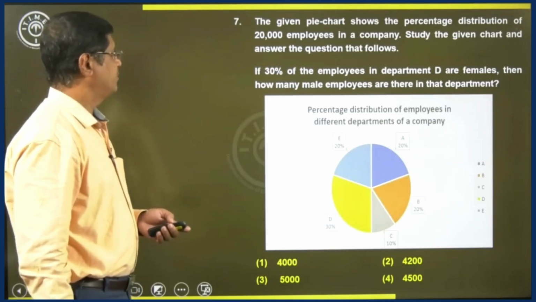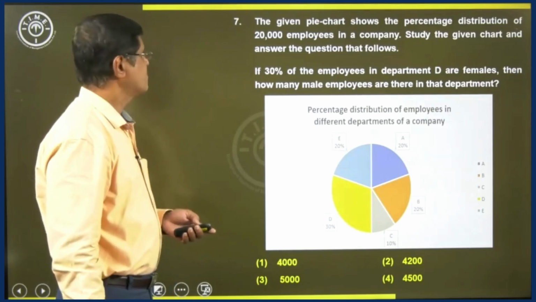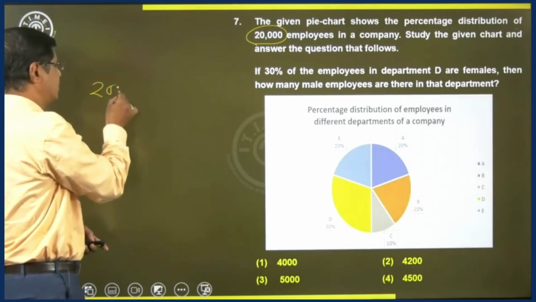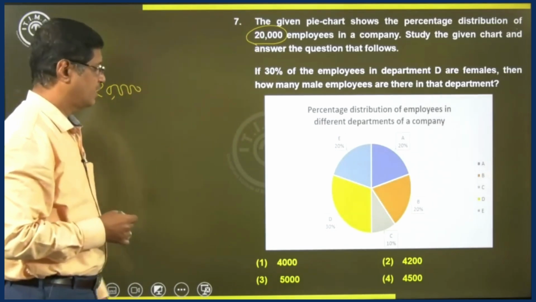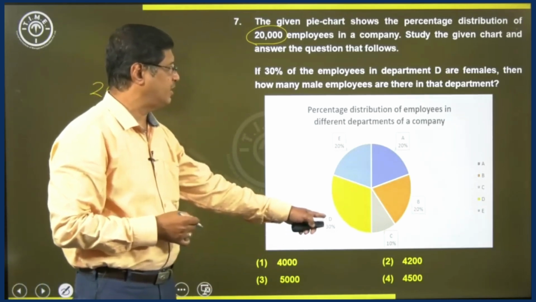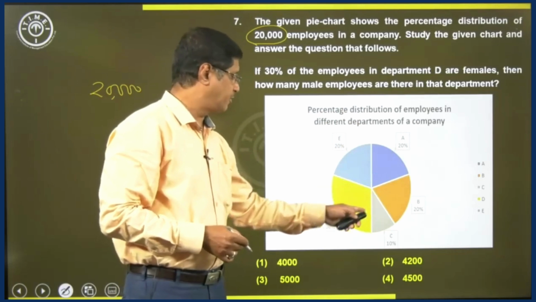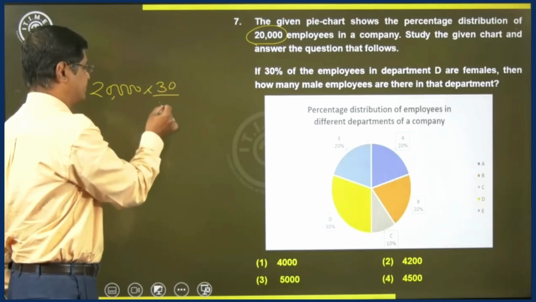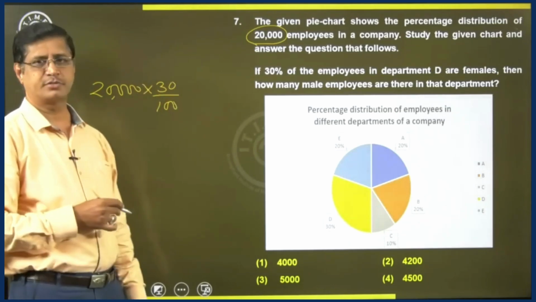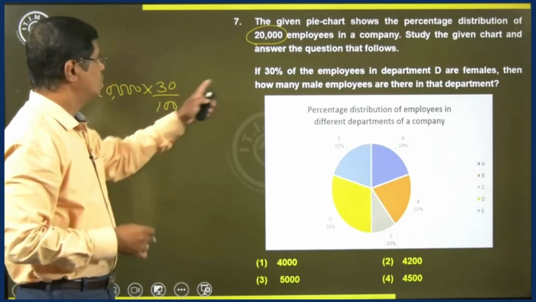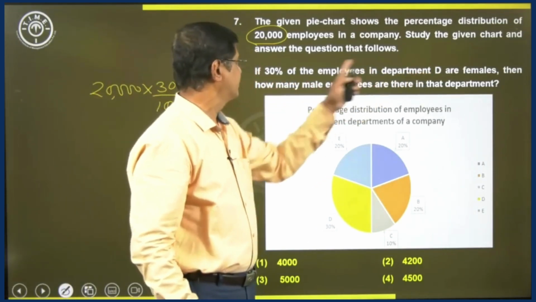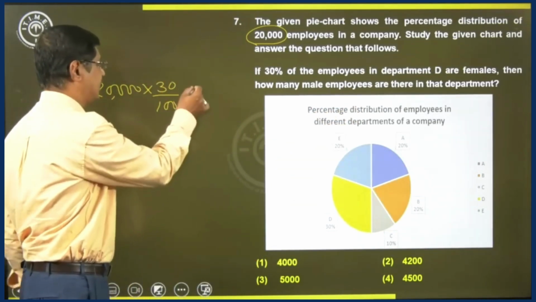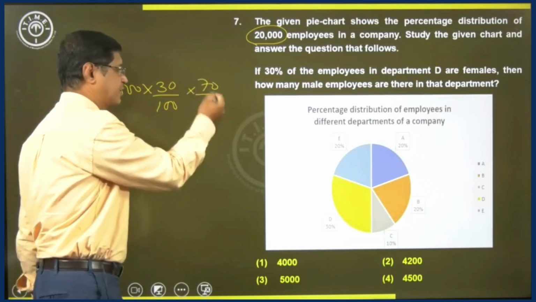Now, department D, male employees we need to find. Actually, total number of employees is 20,000. Percentage-wise distribution of employees in different departments of the company is given. In D, 30% is the number of employees out of the total 20,000. In that value, 30% of the employees are females, males to be found. Out of the 100%, 30% are female, so the remaining are males, remaining means 70%.